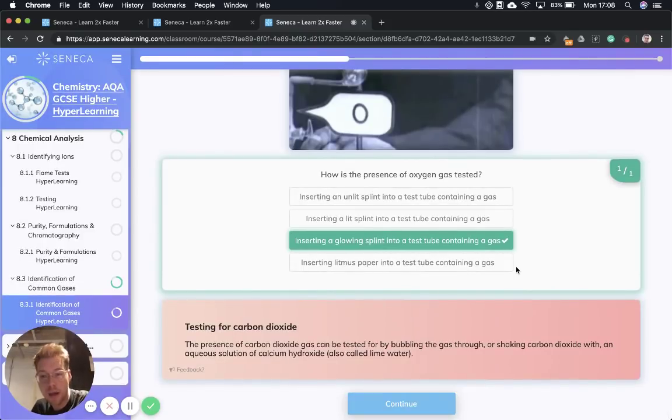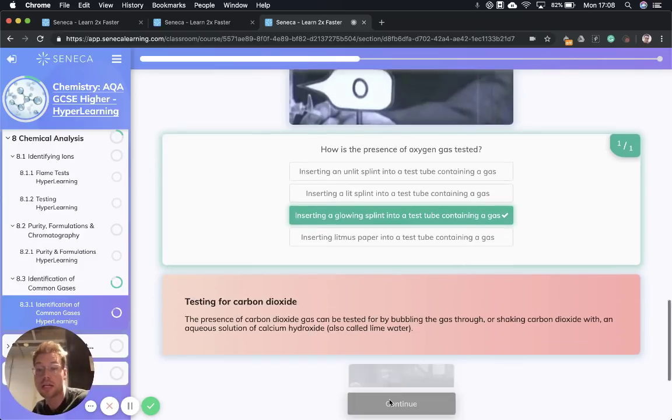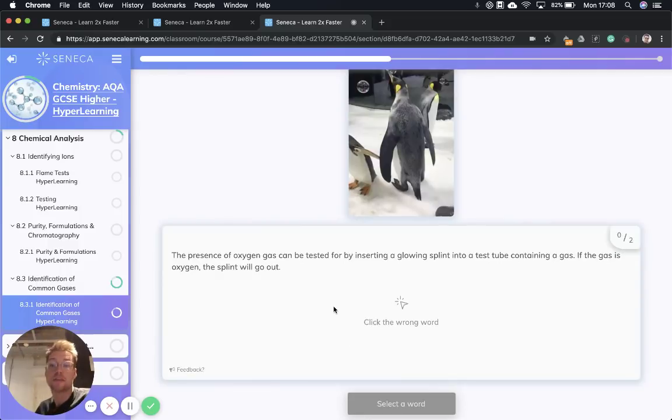Next, we're going to talk about carbon dioxide. The presence of carbon dioxide gas can be tested by bubbling a gas through, or shaking carbon dioxide with, an aqueous solution of calcium hydroxide. Now, calcium hydroxide is also called lime water, okay?